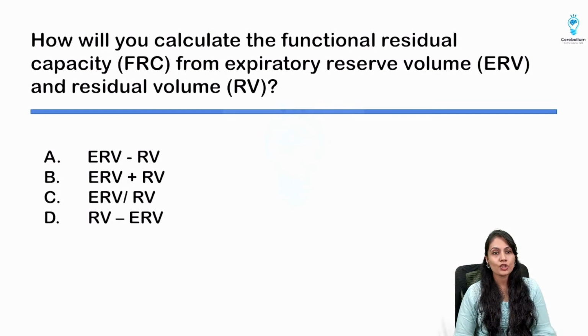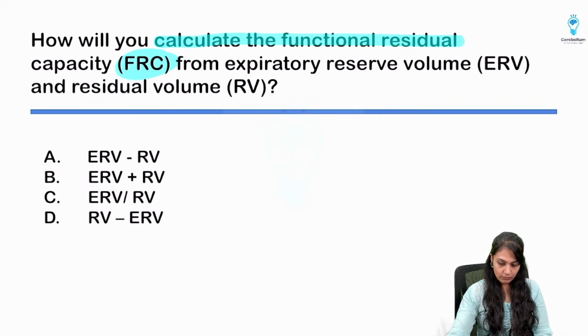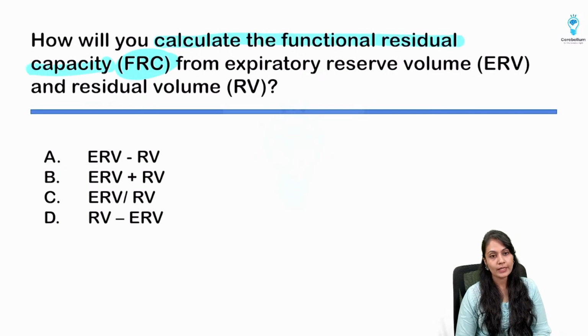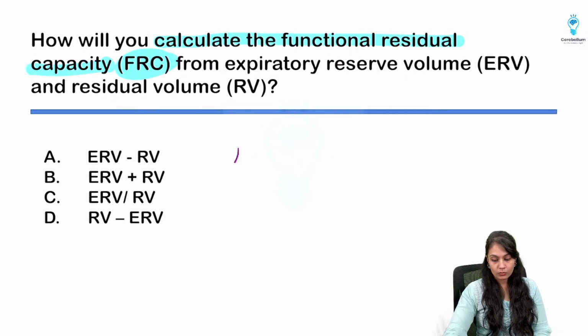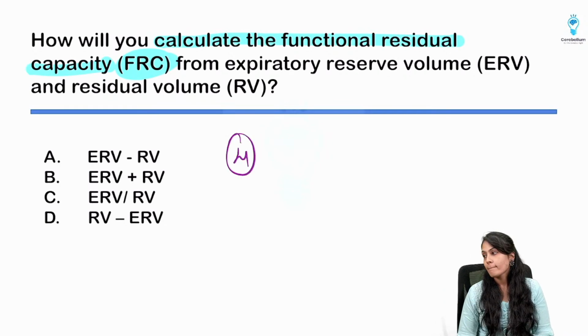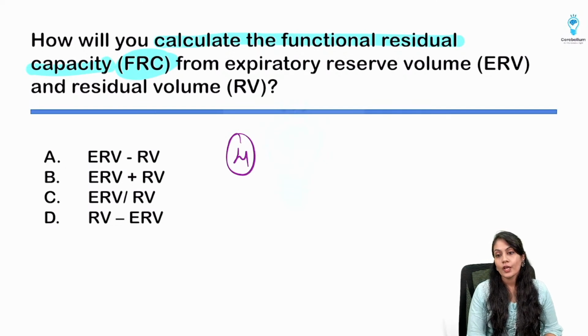Okay, next question. FRC, ERV and RV are given, right? What you have to see is just FRC. How do you calculate the FRC? The formula is given. Answer me this question. Question number 4. Few questions are remaining, then we are going to sigh a lot.